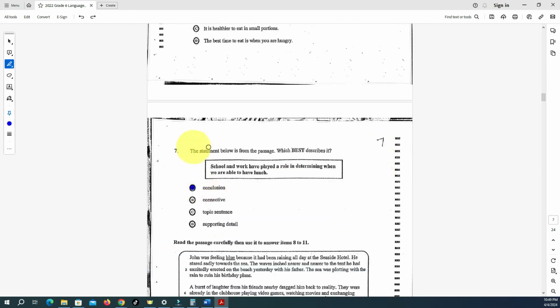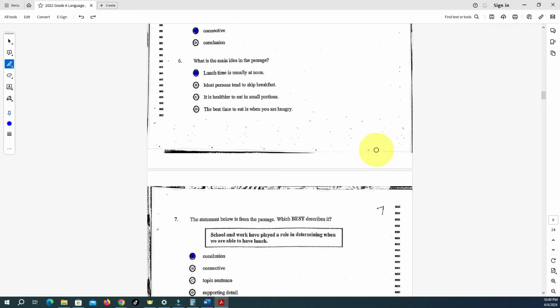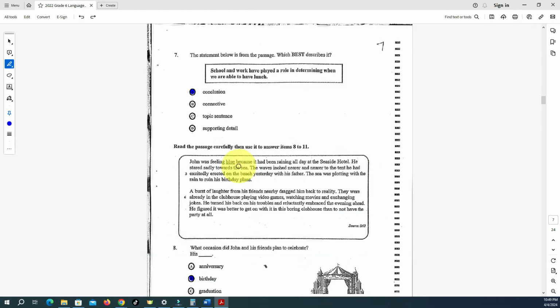Let's move on. The statement below is from the passage; which best describes it? All right, so it says school and work have played a role in determining when we are able to have lunch. I would say that's a conclusion. What would you say? So that's definitely an answer for me. Now, read the passage carefully, then use it to answer items 8 to 11.